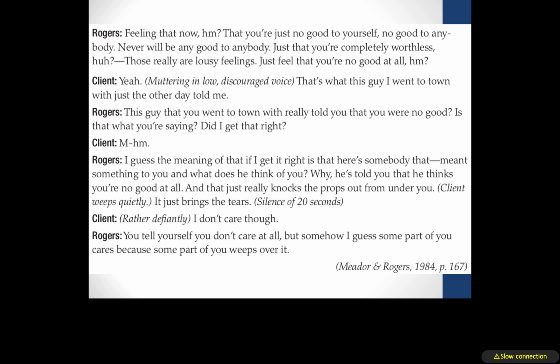And the client would be like, yeah, muttering, in a low, discouraged voice, that's what this guy I went to town with just the other day told me. Rogers says, well, that guy you went to town with really told you you were no good? Is that what you're saying? Did I get that right? Yeah, that's what he said, right? Mm-hmm. Rogers goes, well, I guess the meaning of that, if I get it right, is that here's somebody that meant something to you, and what does he think of you? Well, he's told you that he thinks you're no good at all. And that just really knocks the props out from under you, right?